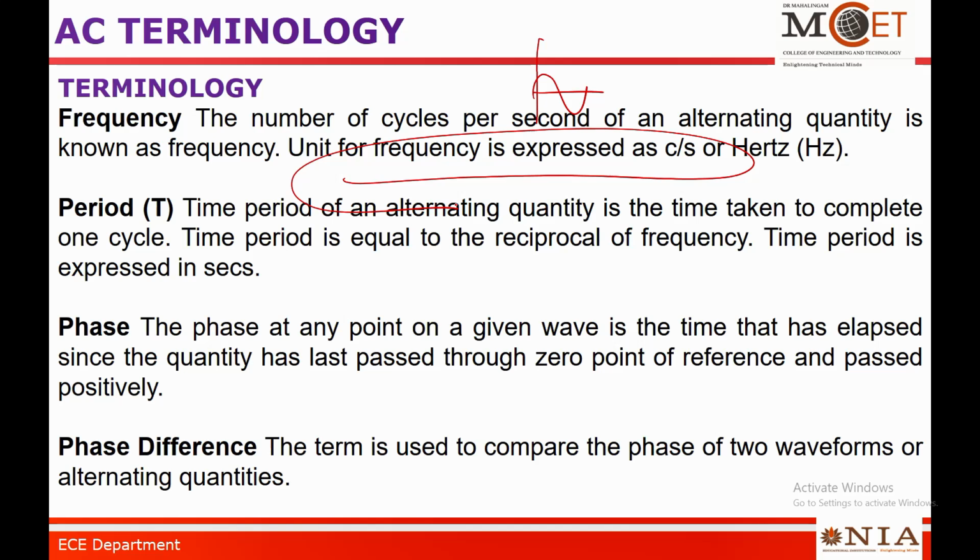Next is the time period. The time period of an alternating quantity is the time taken to complete one cycle, which means that for completing one cycle we say that is the time period value. Phase tells us about the positive and negative phases. Here this term tells us about the positive phase, and here this term tells us about the negative phase. The phase difference means comparing the phases of two waveforms of alternating quantities.